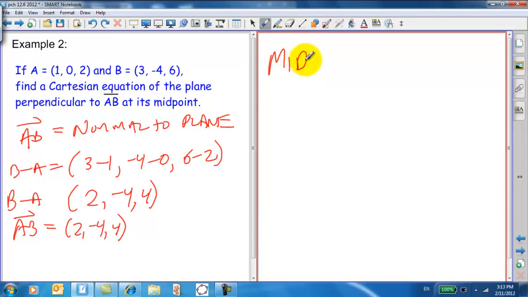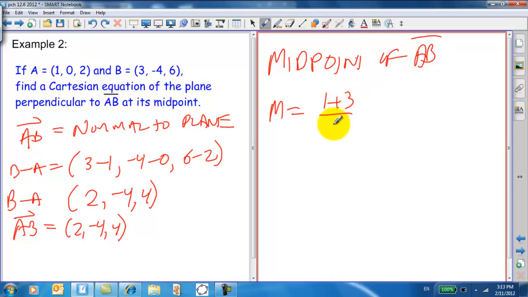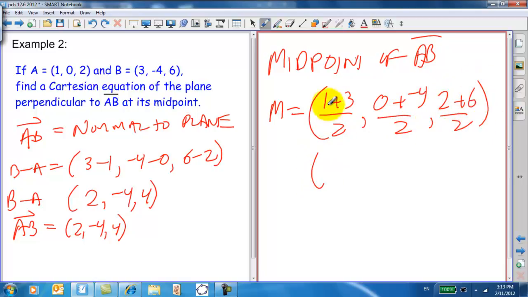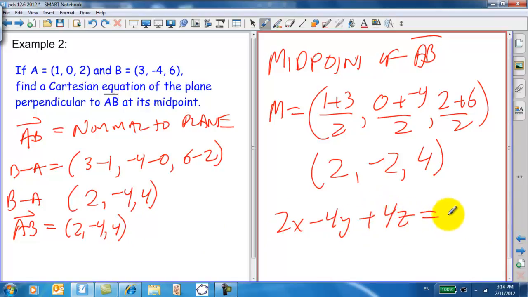Well, it must go through the midpoint of AB. Let's call that M, and that's going to be 1 plus 3 over 2. I'm averaging all the coordinates. 0 plus negative 4 over 2, and 2 plus 6 over 2. So we get 2, negative 2, 4. So this is great. We've got the coefficients, and we've got a point. The coefficients come together to form 2x minus 4y plus 4z equals some constant d.